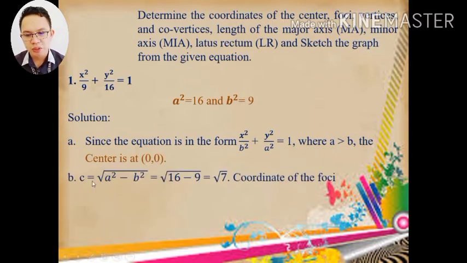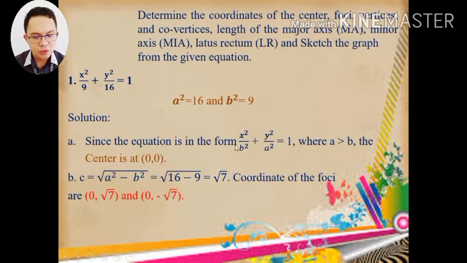Sa letter B naman, kukunin natin si foci, yung coordinate ni foci. So C is equal to square root of A squared minus B squared is equal to square root of 16 minus 9 is equal to square root of 7. So coordinates of the foci are 0, square root of 7, and 0, negative square root of 7. Bakit nasa y value ang square root of 7? Kasi yung ellipse ninyo nakatayo, vertical ito. So yung inyong foci is on the y value.